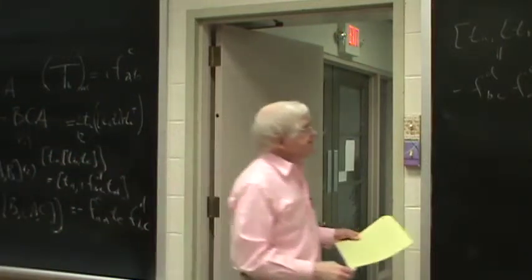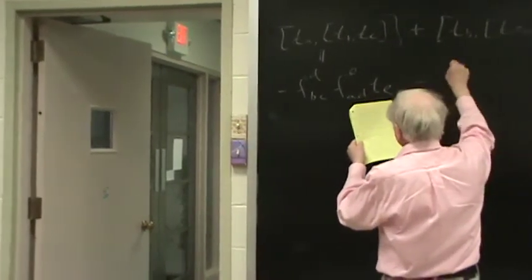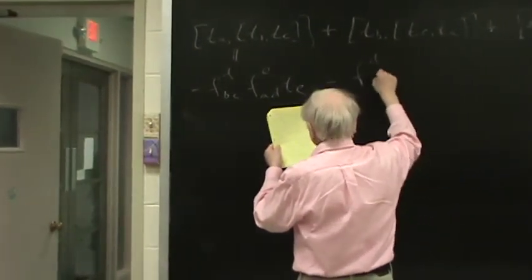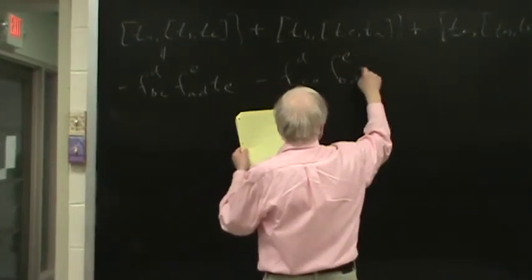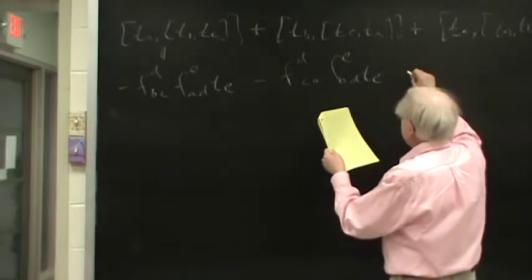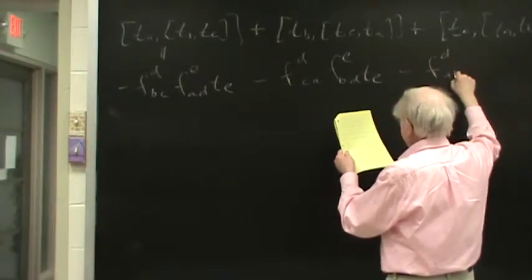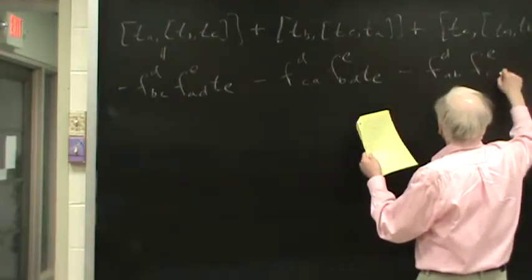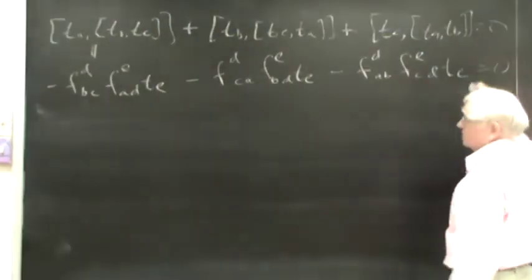All right. The same thing is true with this one. It gives you another term, which is FD CA FE BD TE. And this one gives us minus FD AB FECD TE equals 0.